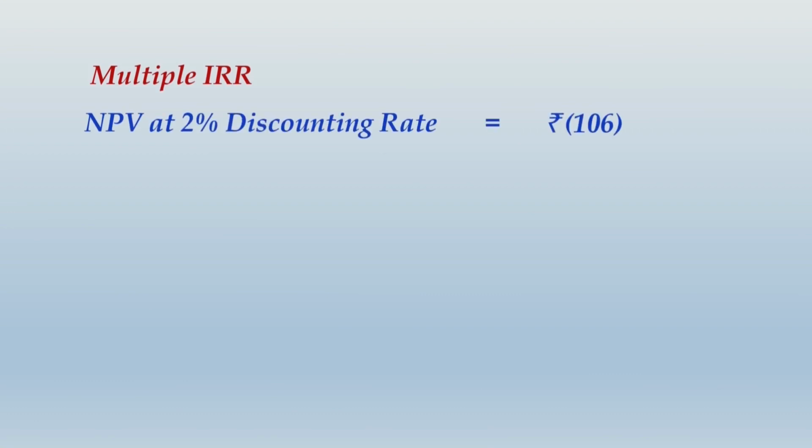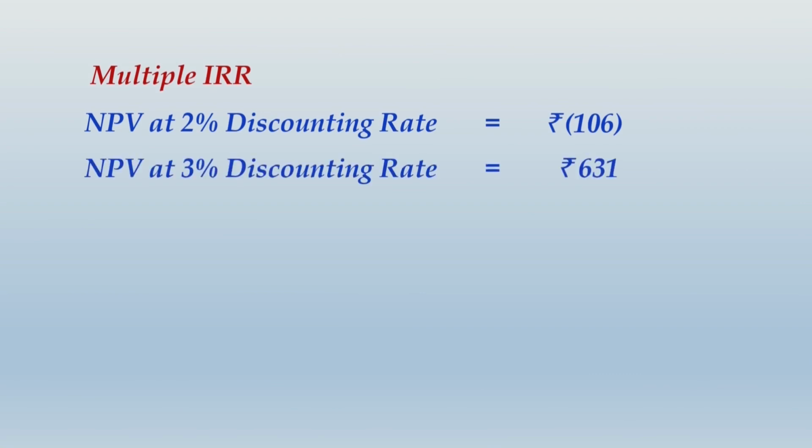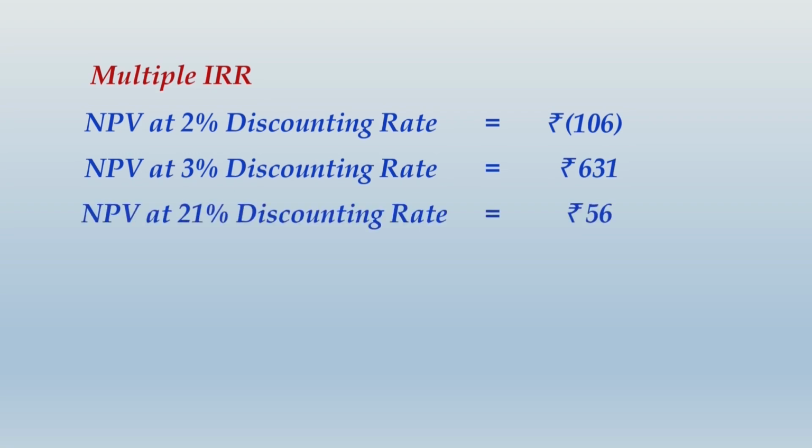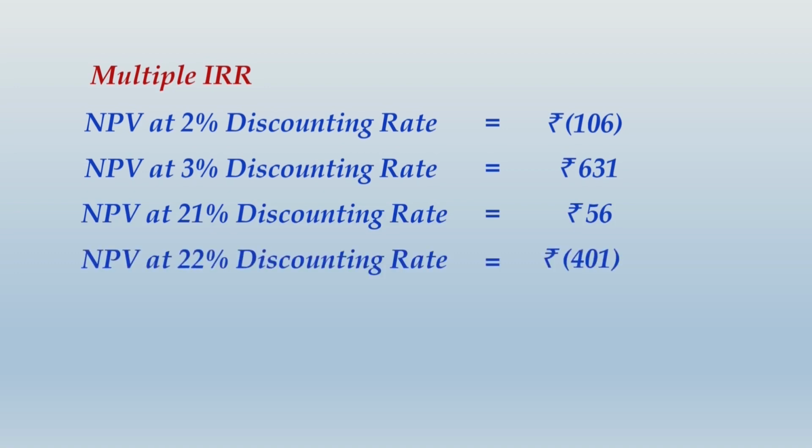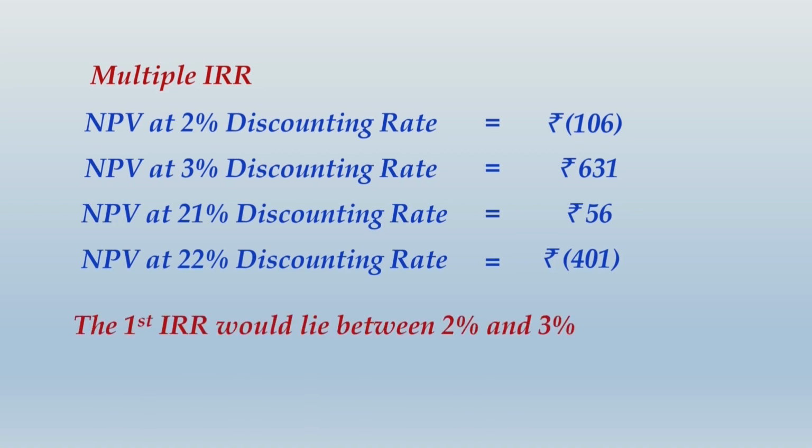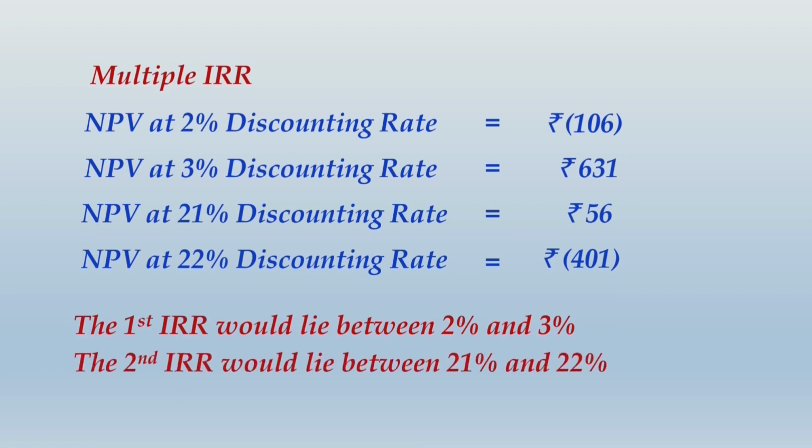NPV at discounting rate of 2% is negative 106. At 3% discounting rate it is positive 631. Then at 21% discounting rate it is positive rupees 56, and at 22% discounting rate it is negative 401. So the first IRR would lie between 2% and 3%, and the second IRR would lie between 21% and 22%. Let me show you graphically how this would appear.